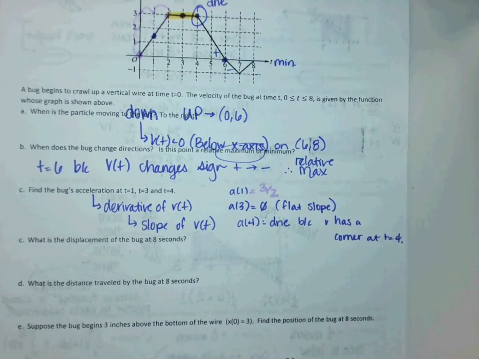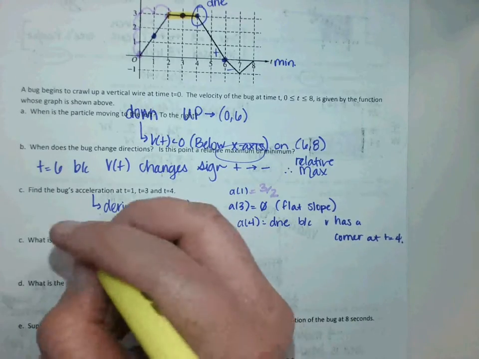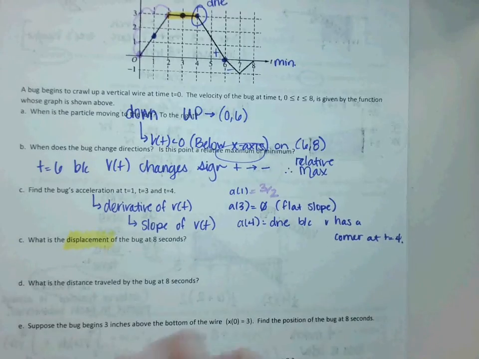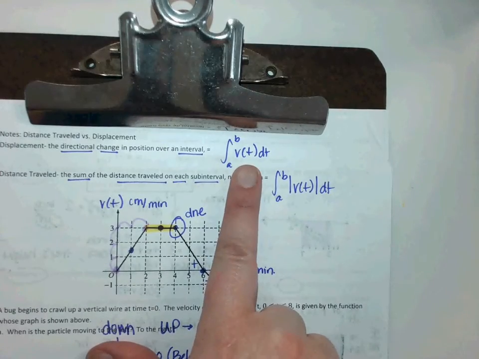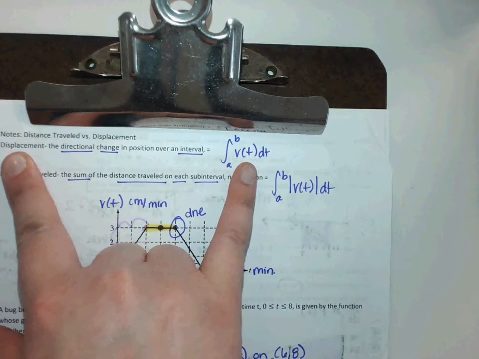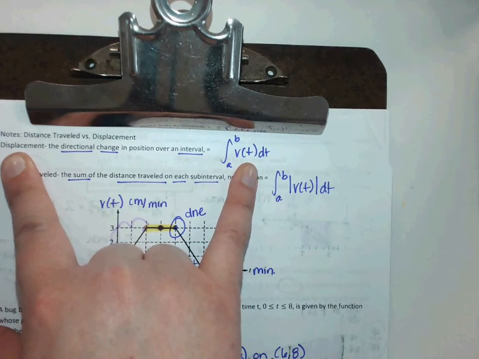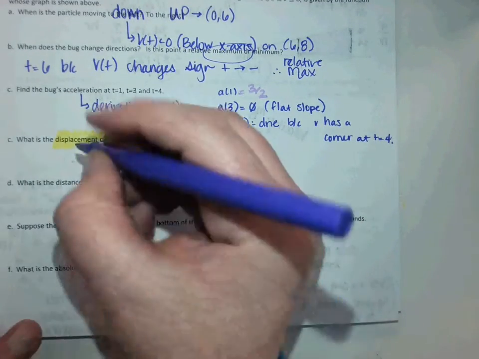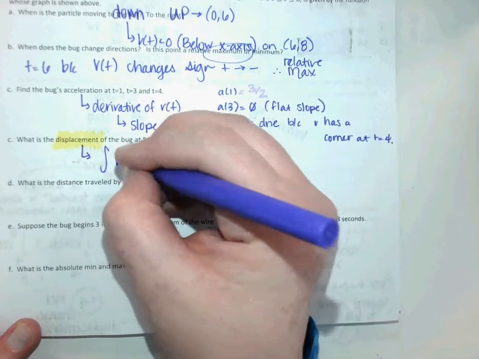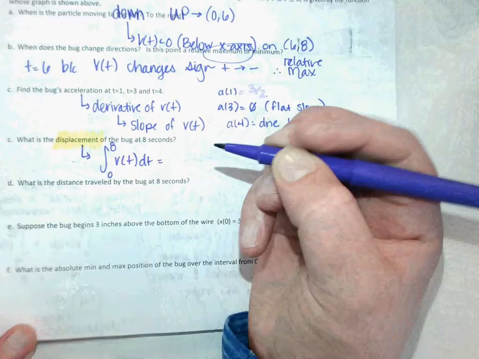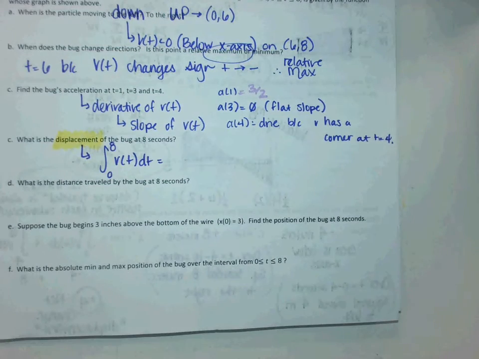How do I find displacement? You just wrote it at the top. What do I do? Displacement, I do a regular integral. Now, where do I want the displacement from? 0 to 8. Very good. So I'm going to integrate velocity from 0 to 8. And then how will I calculate that? I'll do the area.